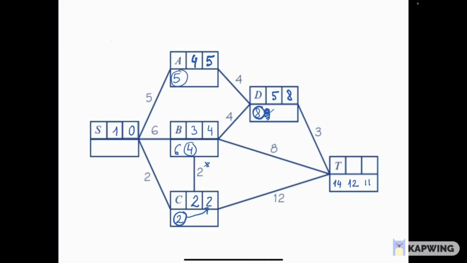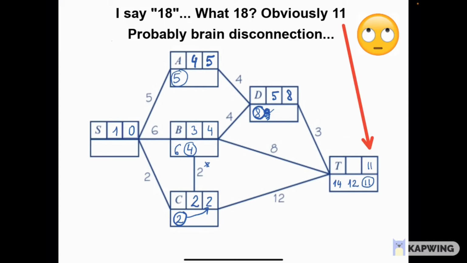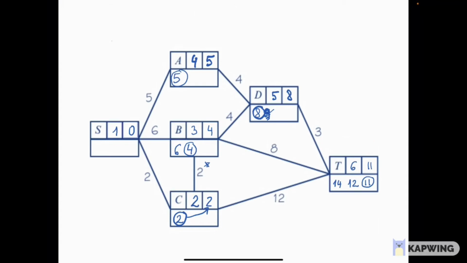And then I have 8 plus 3 is 11, 4 plus 8 is 12, 2 plus 12 is 14. So that's the final one. So the final one is 11, and that's 6. So what does the final value at the terminal mean? It means the shortest route is 11 units long. So this is what I wanted. This is 11 units, either kilometers or hours, depending on the unit.